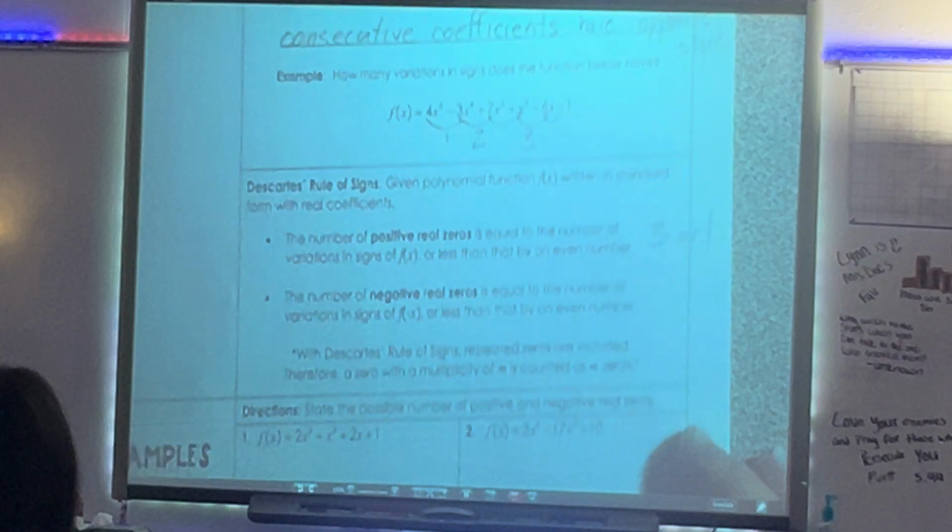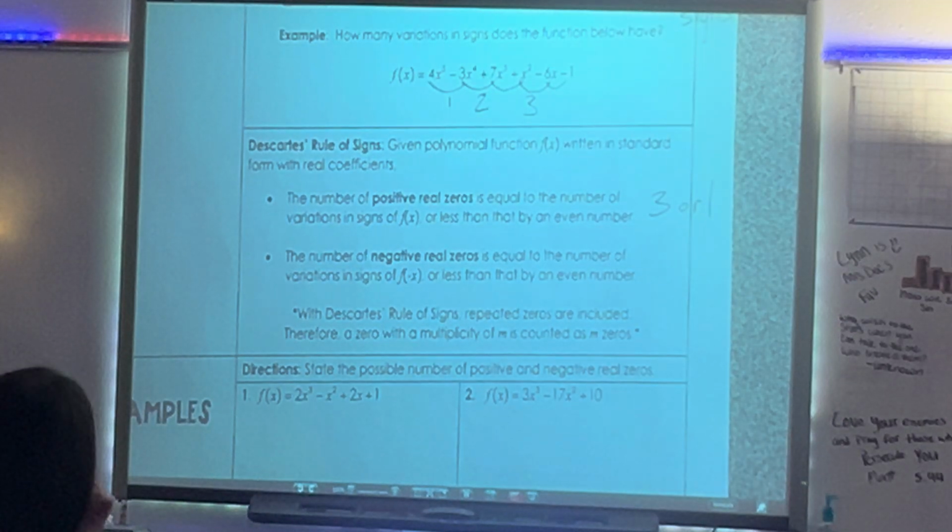All right, so the number of negative real zeros is equal to the number of variations in signs. We'll talk about what that means in a minute. Okay, so the rule of signs: repeated zeros are included, therefore a zero with a multiplicity of m is counted as m zeros. We'll talk about what that looks like as we get into it.